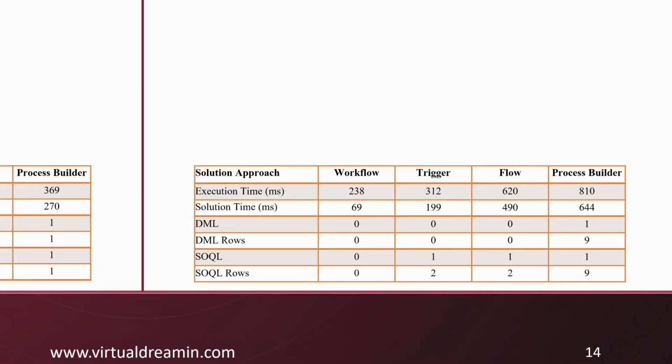And if you go to the bulk operation record transaction details, you can see the total execution time for a workflow is 238, but for a process builder, it is 810. So the difference is getting higher here. What could be the reason? This is because of how process builder is executed for bulk records.